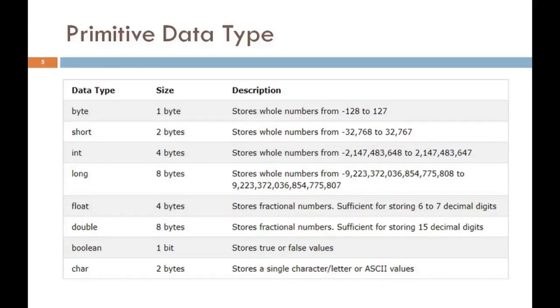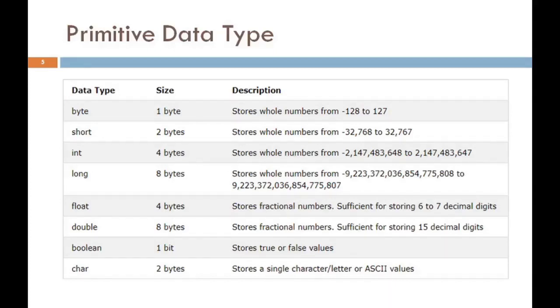Short is similar to an integer but has a smaller size compared to integer. The size of short is 2 bytes and it stores numbers from -32,768 to 32,767. Then the integer, which is 4 bytes, will store numbers from -2,147,483,648 to 2,147,483,647.